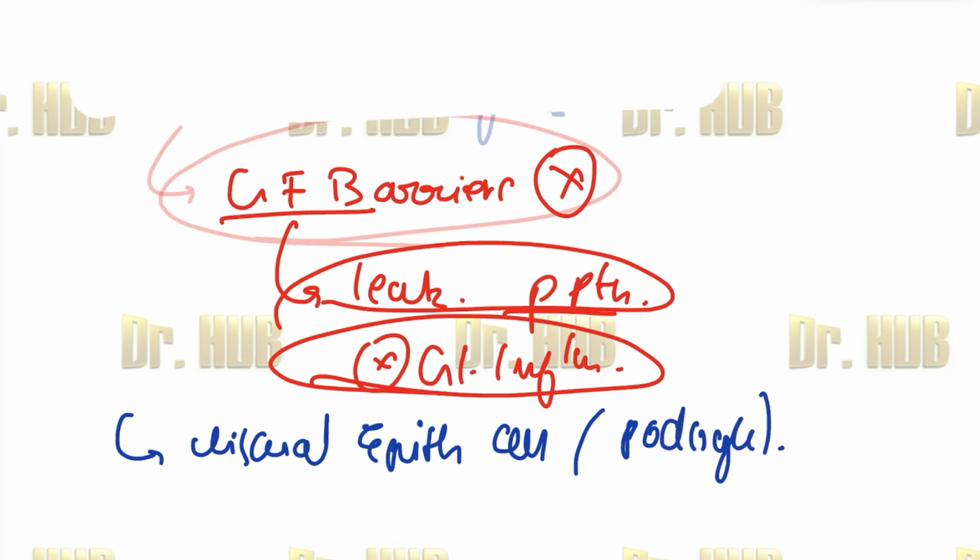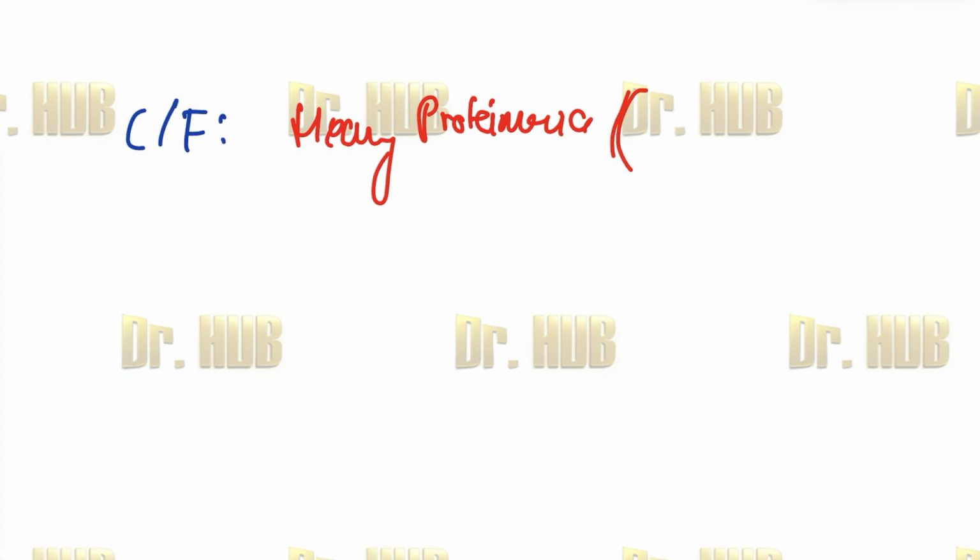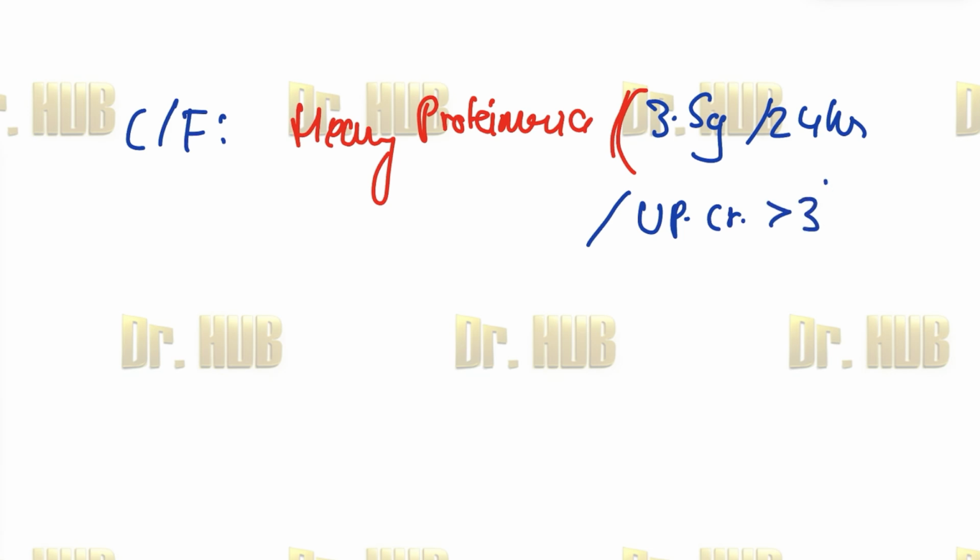Next, let's look at some important clinical features. What are the hallmarks? It includes heavy proteinuria. By heavy proteinuria, we refer to 3.5 grams in 24 hours, or a urine protein creatinine ratio greater than 3. Next, there is hypoalbuminemia.